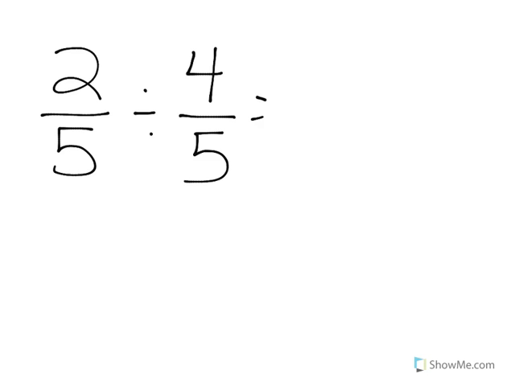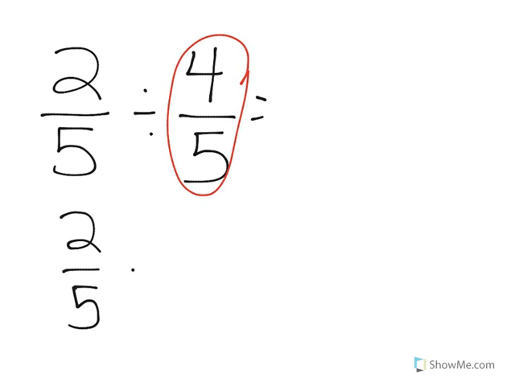Okay, let's switch gears and let's talk about dividing fractions. Dividing fractions is very easy if you know how to multiply fractions. This first fraction, 2/5, stays the same. You're going to change your division to multiplication, and you're going to find the reciprocal of the second fraction. A reciprocal is when you invert and change the place of the numerator and the denominator. So the new fraction would be 5/4.